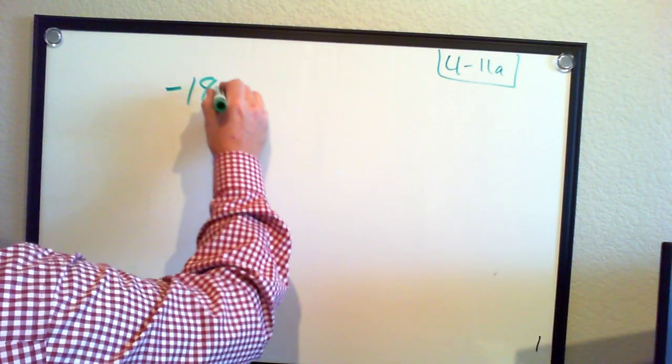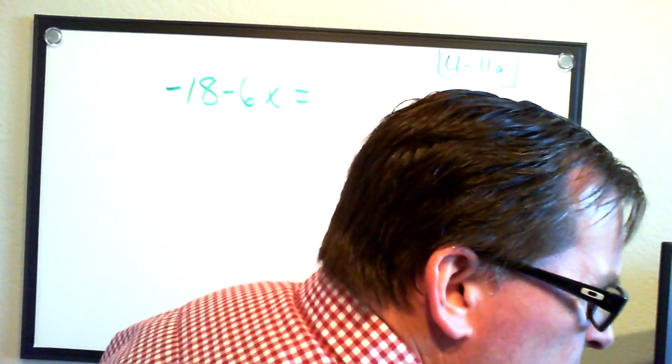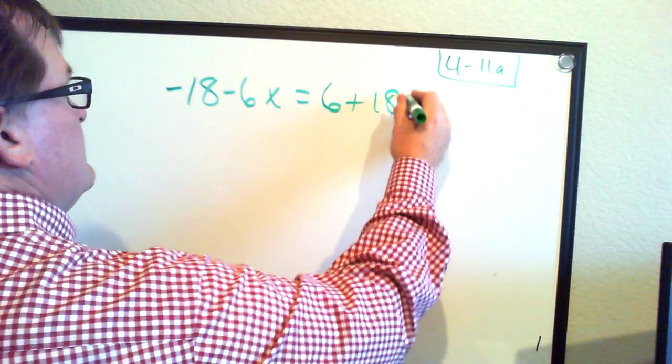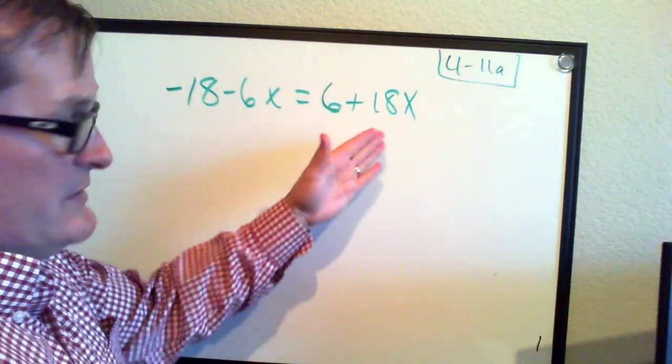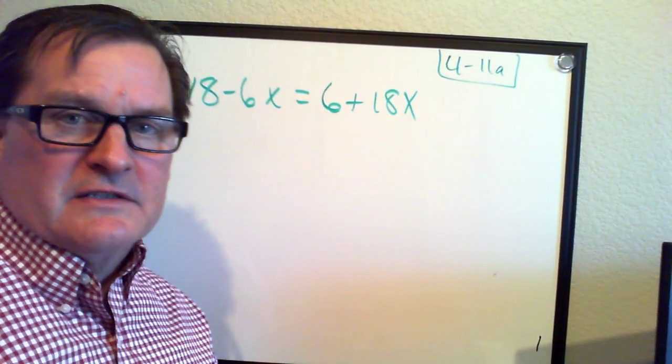And these equations are starting to get a little bit trickier. Let's look at one with a little bigger number. It's negative 18 minus 6x equals 6 plus 18x. Same thing, I've got x's on both sides of the equation. I've got constants on both sides. I'm going to deal with the x's first.